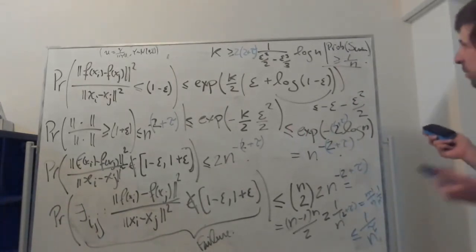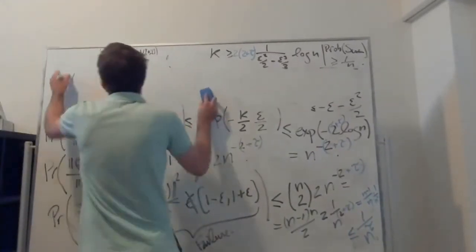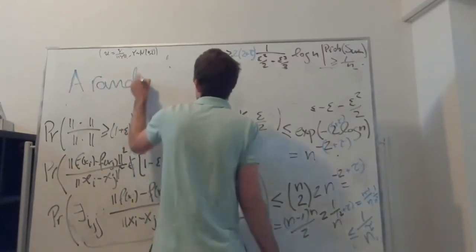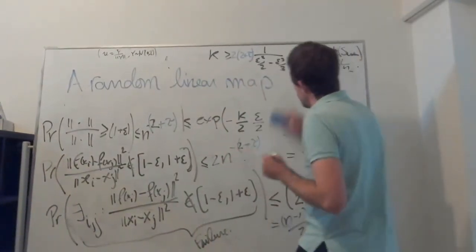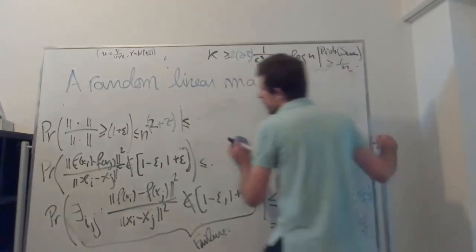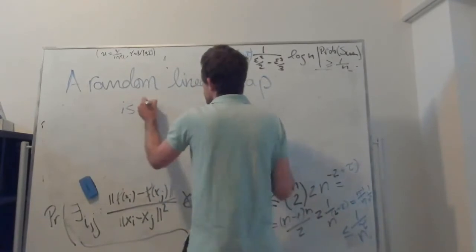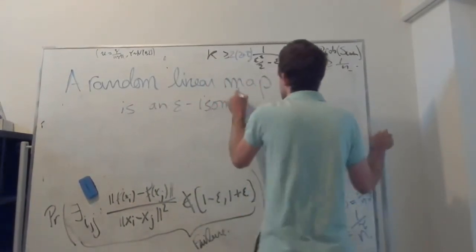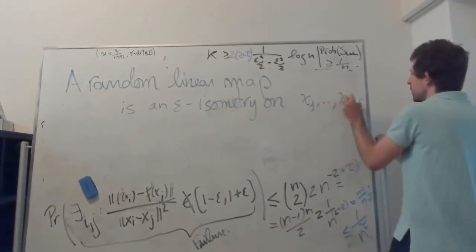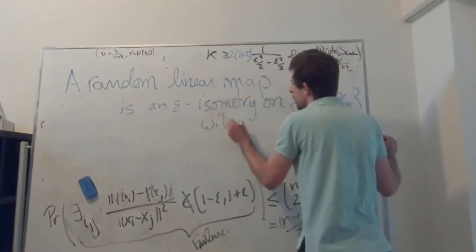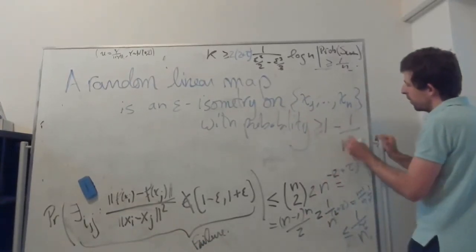So it means in particular that if this is satisfied, then a random linear map, a random linear projection, defined in the way that we defined it, is an epsilon isometry on the points, on S or on x1 through xn, with probability bigger than 1 minus 1 over n to the tau.